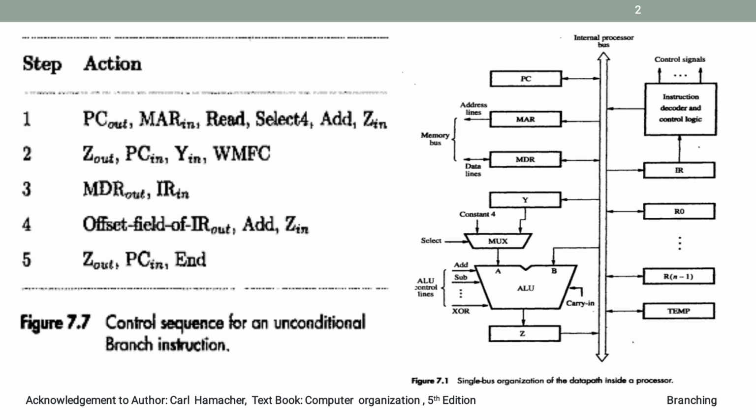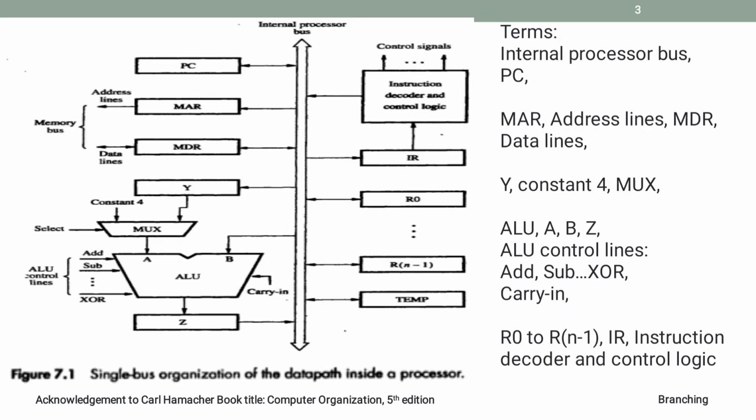of an unconditional branch instruction. So as to understand this, we need to first understand single bus organization inside the processor. The figure shows single bus organization of the data path inside a processor, or it can also be called single bus organization inside a processor. In this figure, PC means program counter.